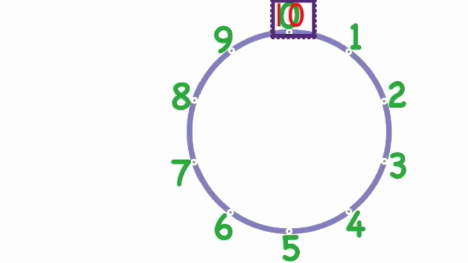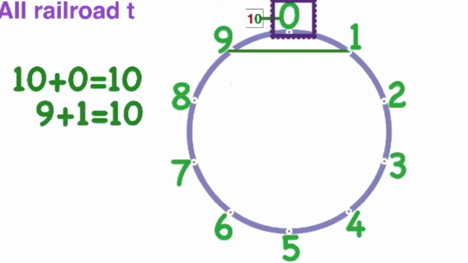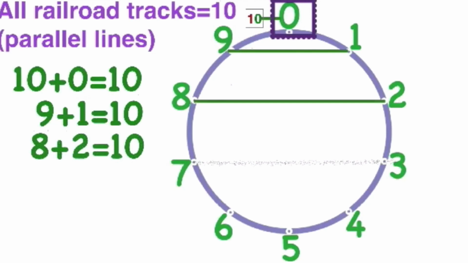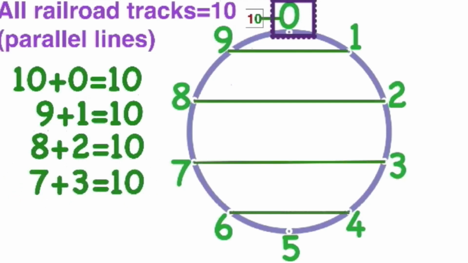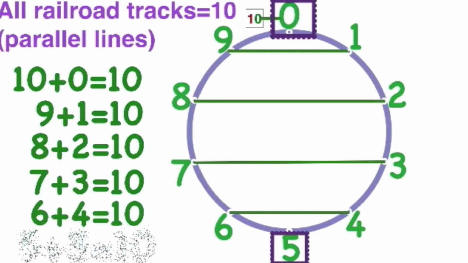0 and 10 are side by side and also know they add up to 10. What other numbers are side by side? Going down there, 9 plus 1, 8 plus 2, 7 plus 3, and 6 plus 4. And we have 5 by itself. Double it, right? And you know that 5 plus 5 equals 10.